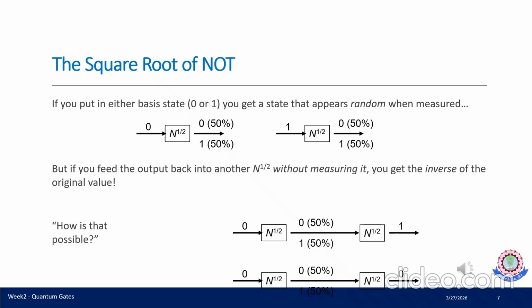This is because the square root of NOT applied twice is the NOT gate, which flips |0> to |1>. Why does it seem so magical? The first square root of NOT creates a superposition that looks random on measurement. However, the quantum state itself retains the phase information. Applying the square root of NOT again reverses the operation, recovering the initial state, because the gate is unitary and reversible.